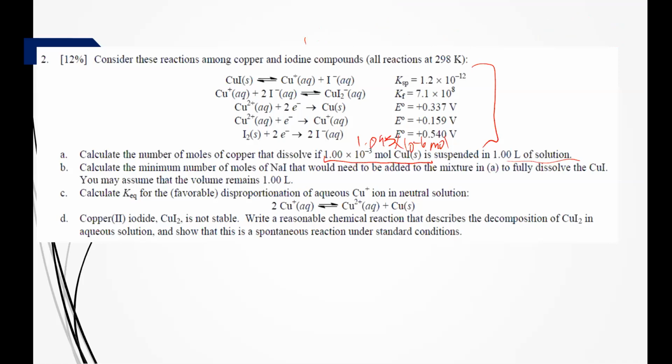So now it says, well, what's the minimum moles of our NaI that we would need to dissolve to fully dissolve that CuI? Now, why would sodium iodide help dissolve our copper? Common ion. If that was the only thing going on, we'd be increasing our I minus. Would that help more of this copper dissolve? No, right? It's not just common ion, because really that would drive us back the other way. But what else can happen there?